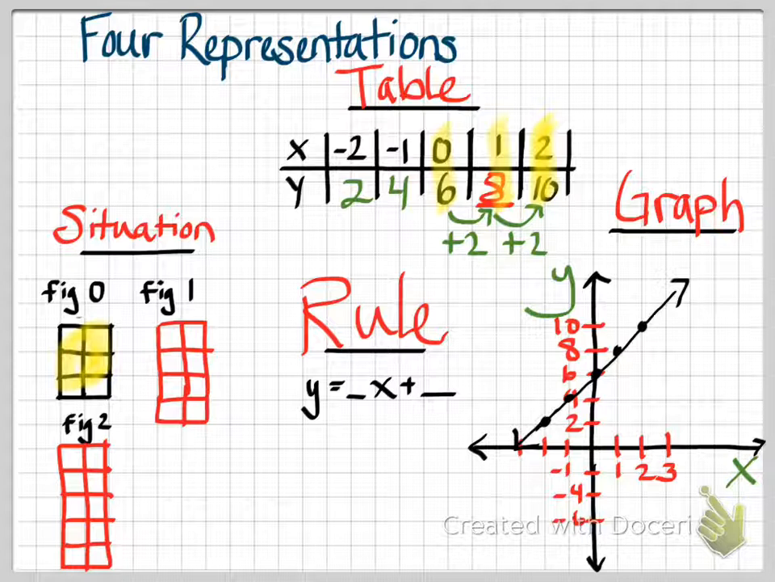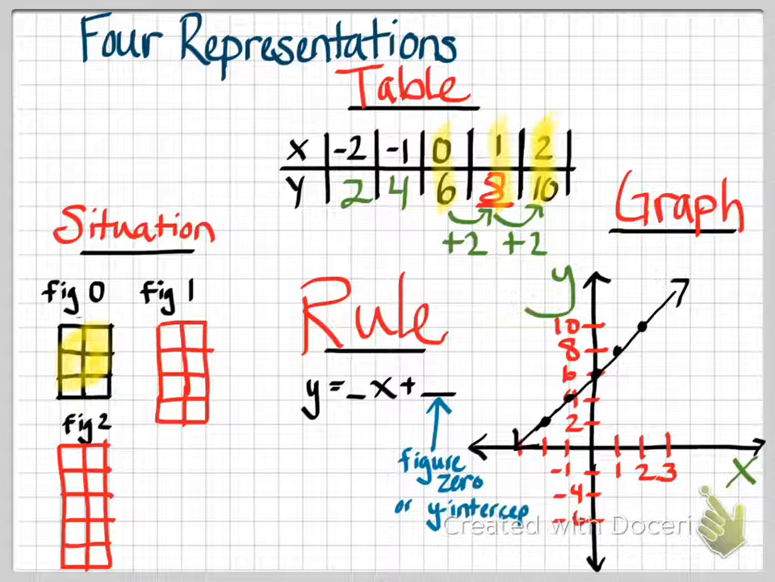And here's what you should have noticed recently in your class. The number that you add on is always figure 0. That's always figure 0. Another word that we've used to describe that is the y-intercept. And you may or may not have heard that recently, or maybe you heard that in past years. That will be figure 0, and we'll talk about why it's called the y-intercept in just a second.